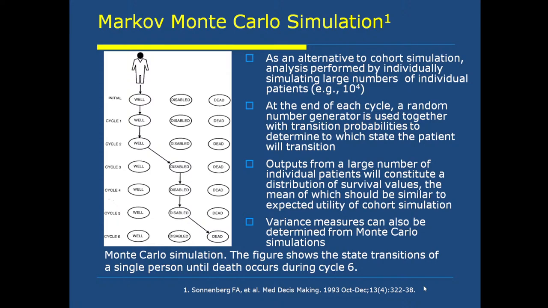Outputs from a large number of individual patients constitute a distribution of survival values, the mean of which should be similar to expected utility of cohort simulation. Variance measures can also be determined from Monte Carlo simulation.